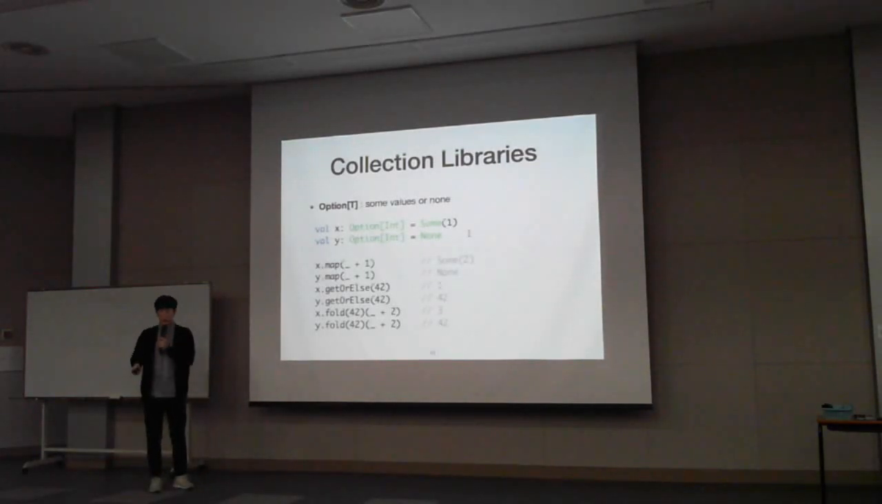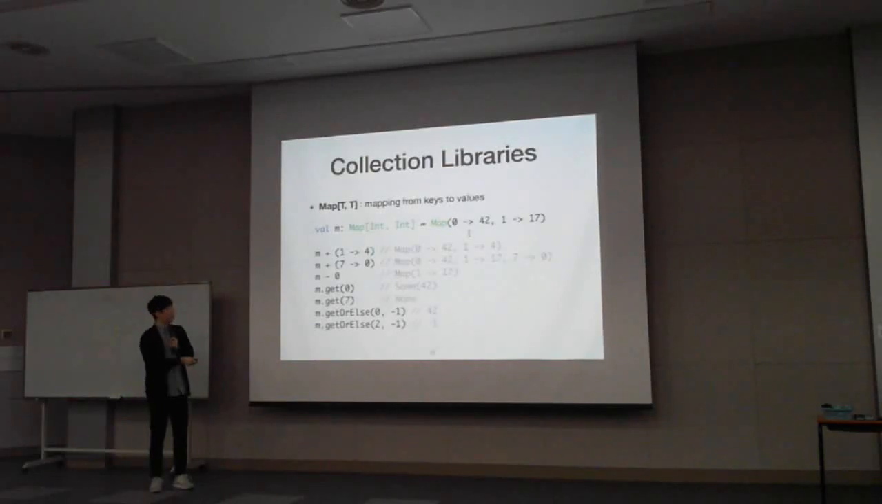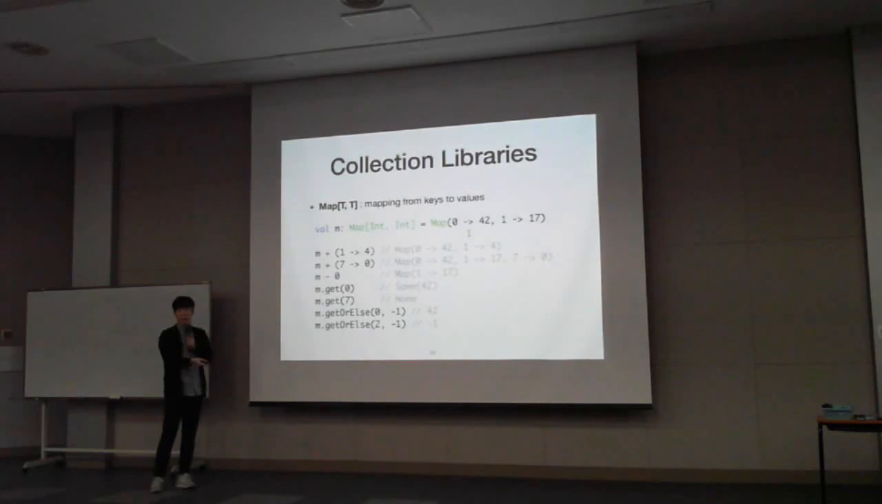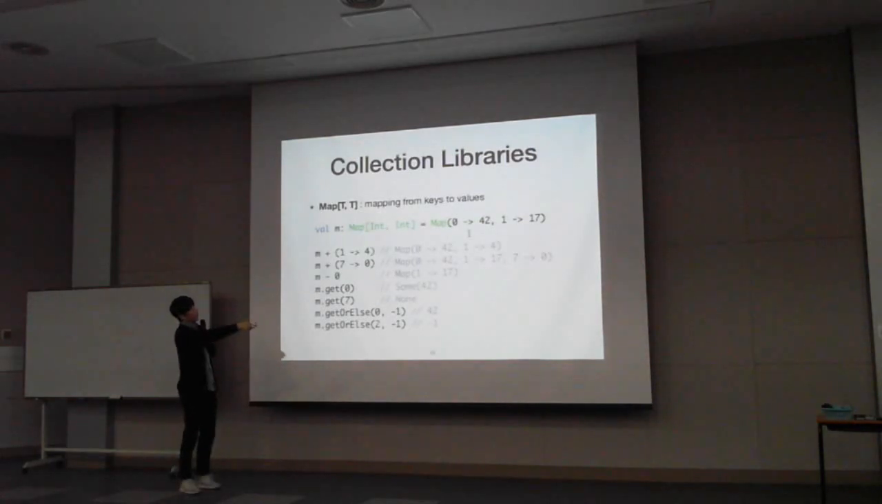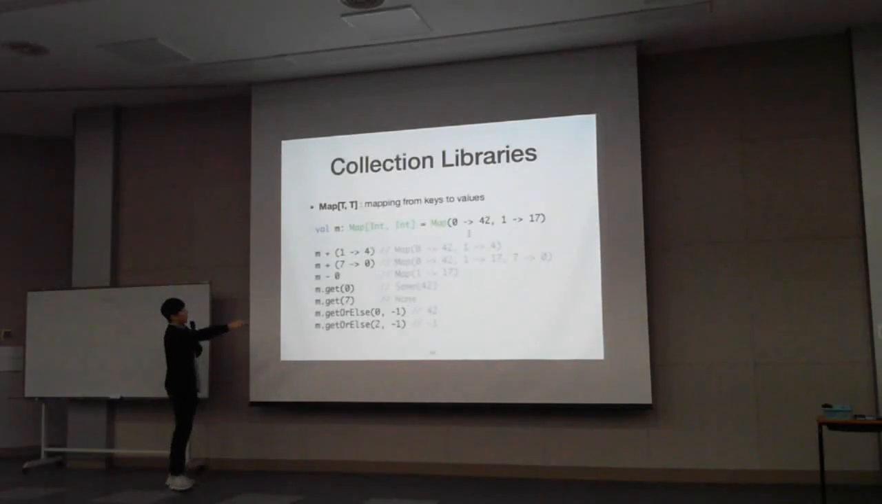I will introduce the option type because of the map type, because map uses the option type. So Map is a map from key type to value type. So this is a kind of map. You can define a map object like that. This is the key: 0 points to 42 and 1 points to 17. So you can add more points. You can add 1 points to 4 into this map.